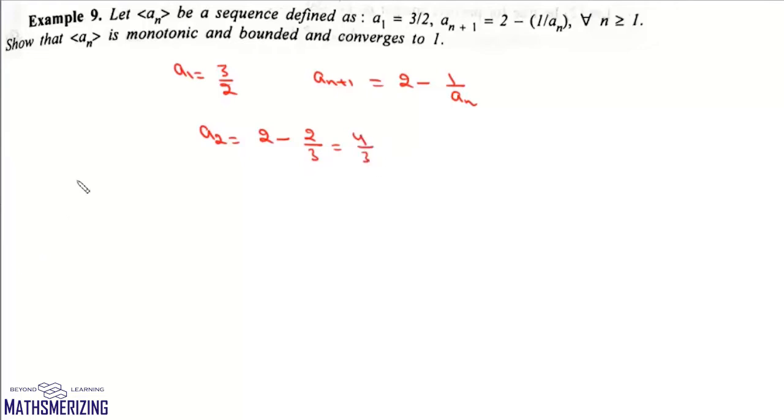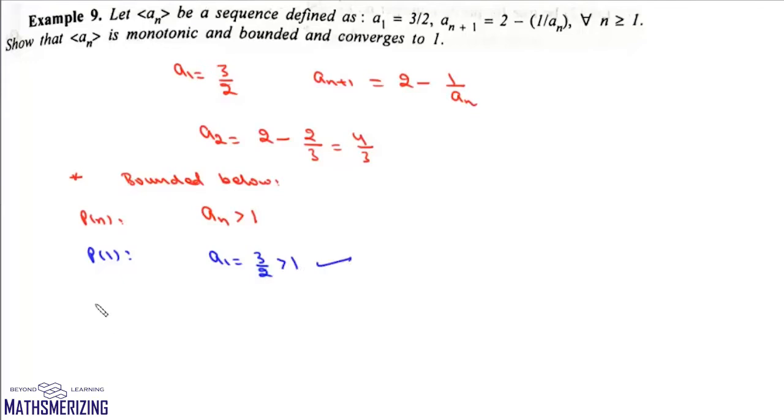Now we'll prove two results. First we'll prove that the sequence is bounded below, that is an is greater than 1. So this is our assertion Pn. Now we'll prove this result for n equals 1. We'll get a1, a1 is 3 by 2, which is greater than 1. That means P1 is true.